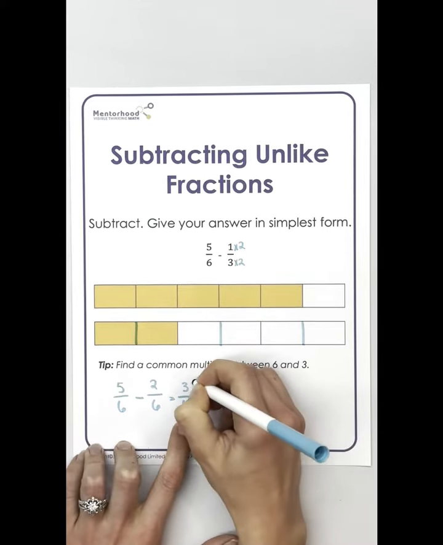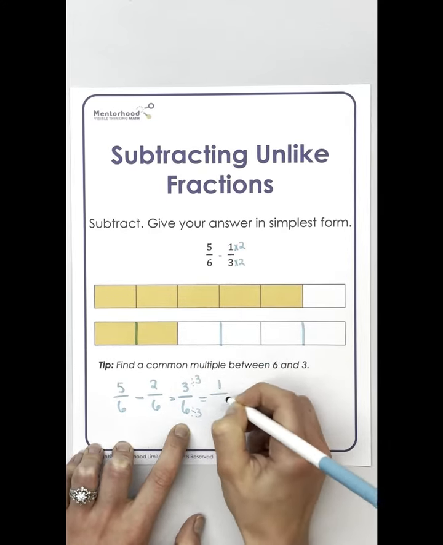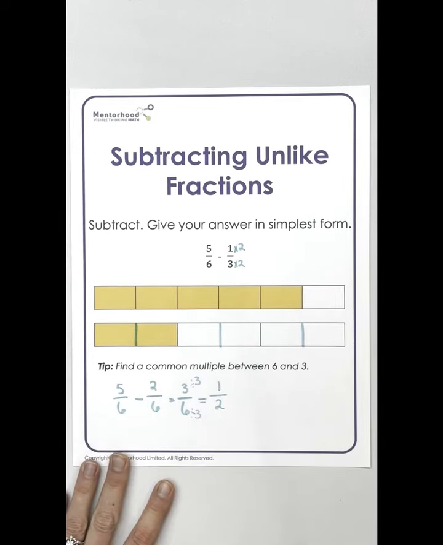Now let's see if I can simplify that. These are both divisible by 3. So 3 divided by 3 is 1. 6 divided by 3 is 2. And that's your answer. It's a half.